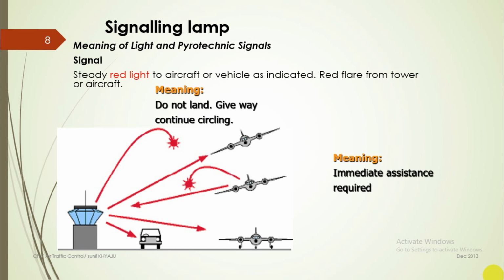If a steady red light from the aircraft to the control tower is produced, that means the aircraft needs immediate assistance. If the control tower provides a steady red light to the vehicles and the aircraft on the ground, that means the vehicles or the aircraft have to be stopped where they are.